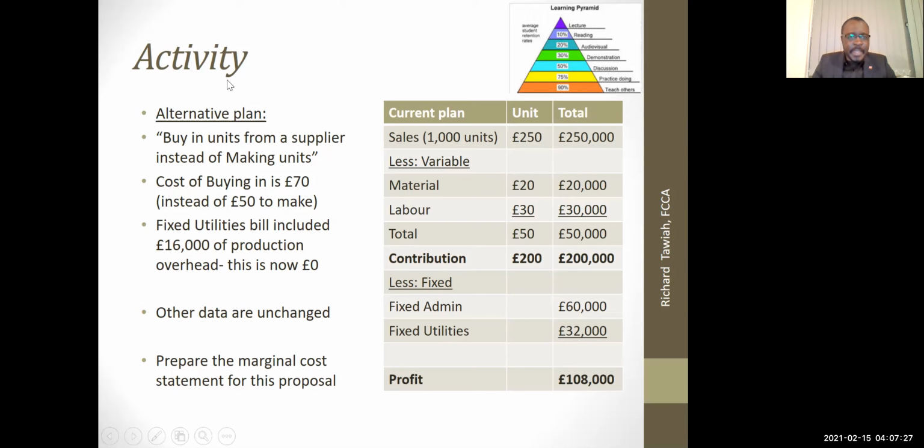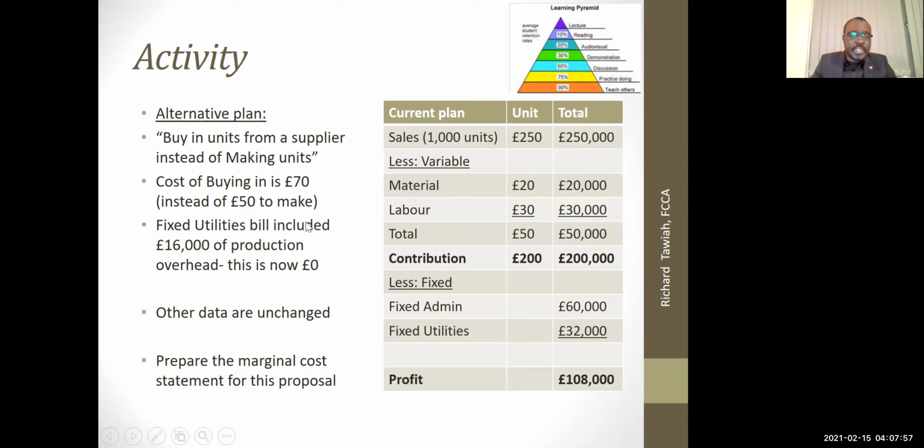Remember, there is an alternative plan which says let us buy the unit from a supplier instead of making the units. So the cost of buying will be 70 instead of 50. If we were producing it, the variable cost we had was 30 and 20, 50. But if we buy it outside, we are going to incur 70 as a variable cost.